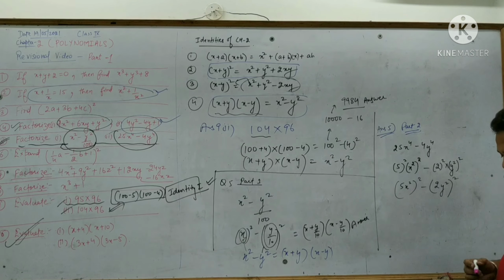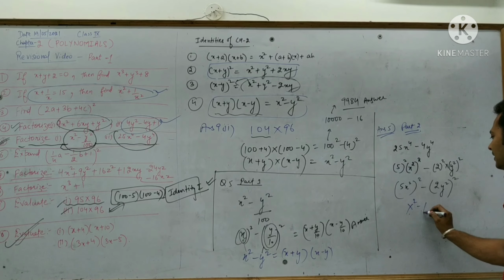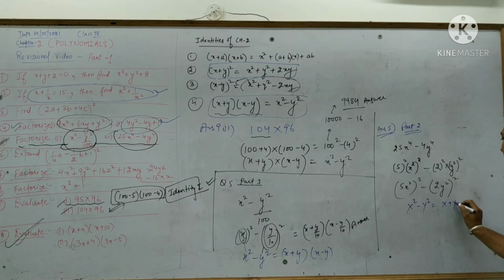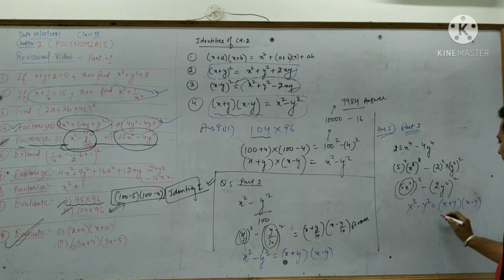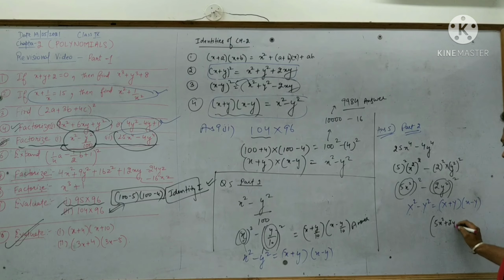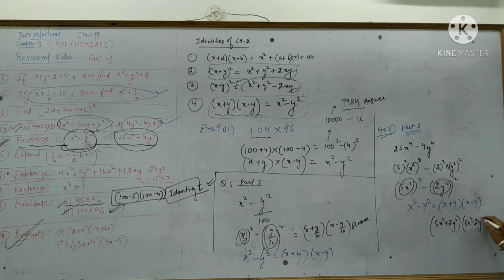Okay, now just apply the formula. Formula is x square minus y square is equals to x plus y into x minus y. In place of x we are having 5x square, and in place of y we are having 2y square. So it can be written as 5x square plus 2y square into 5x square minus 2y square as our answer.